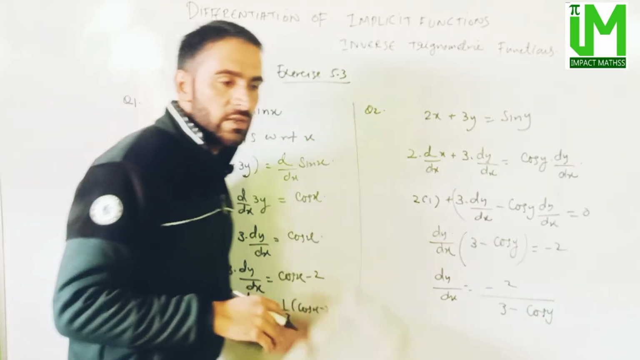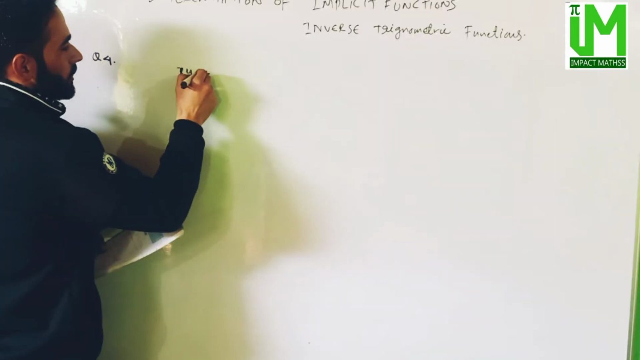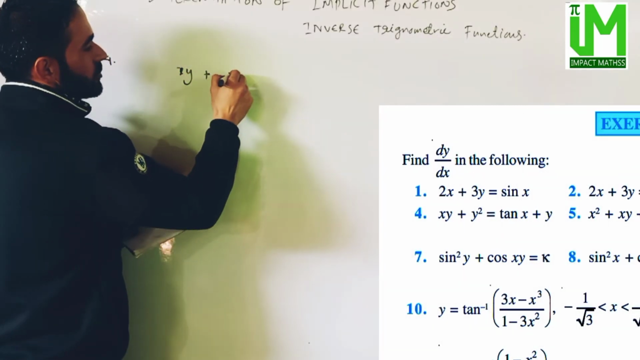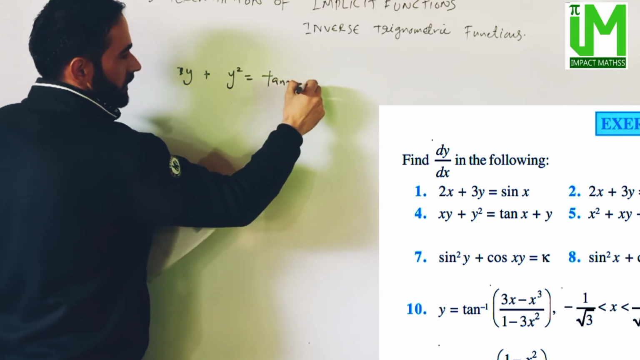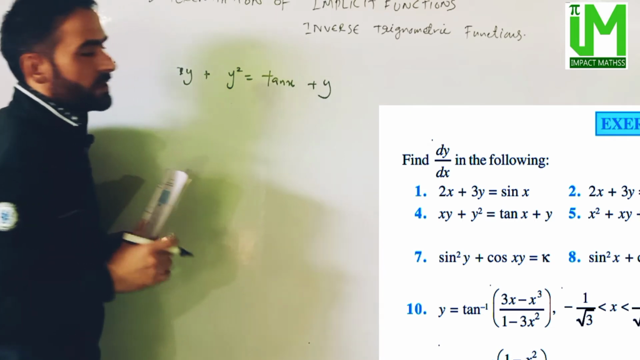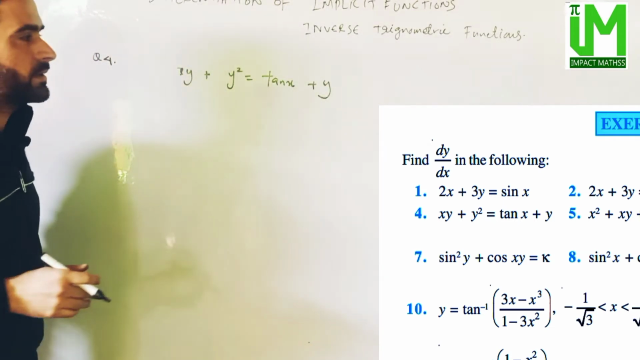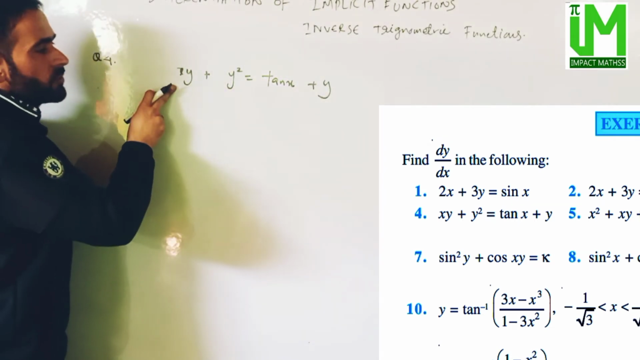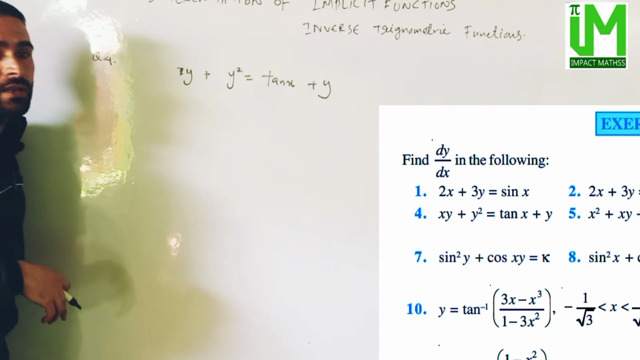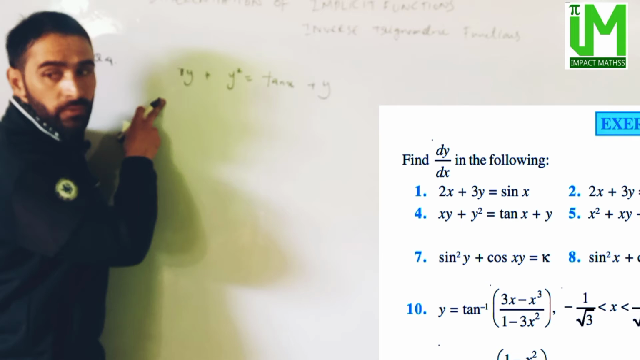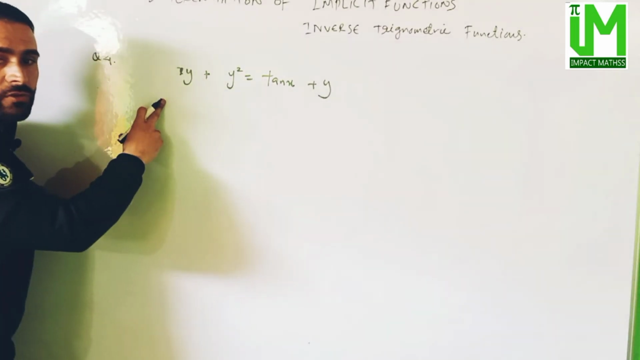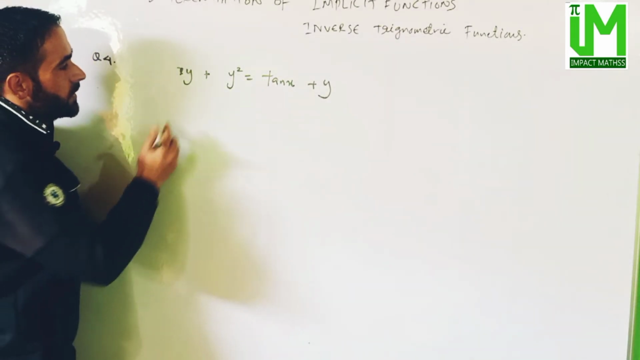ठीक है. So write down xy plus y square is equal to 10x plus y. ठीक है. So again we have to find dy by dx. So we will be differentiating with respect to x. Again we can write differentiating both sides with respect to x.